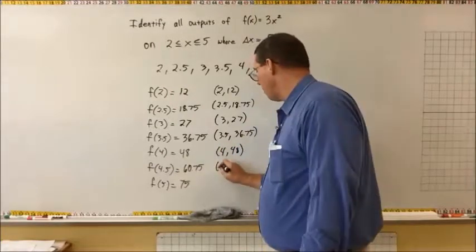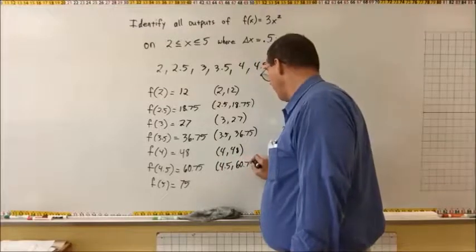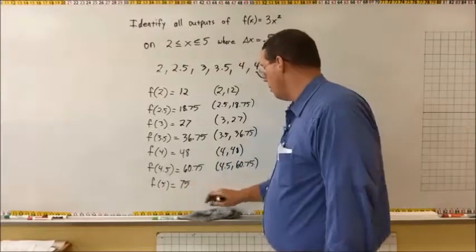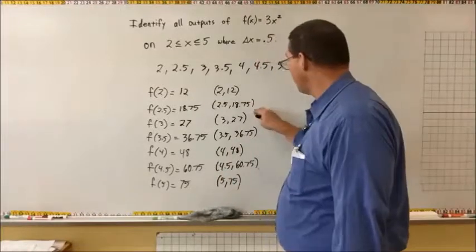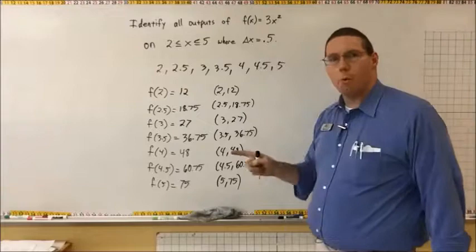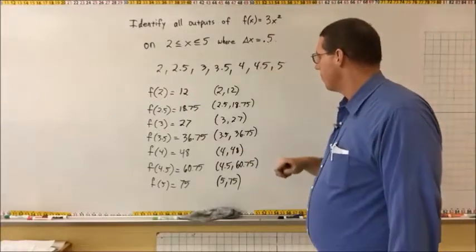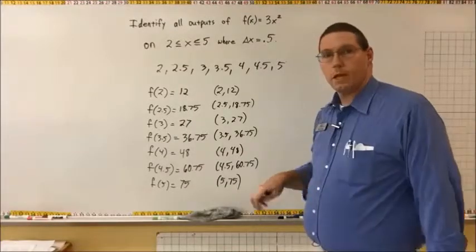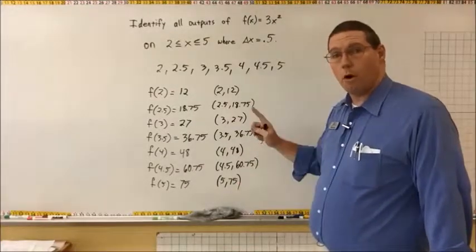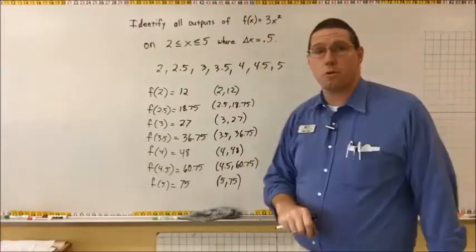The point (4.5, 60.75), and lastly the point (5, 75). So all seven of these points are points on the graph of f of x equals 3x squared.